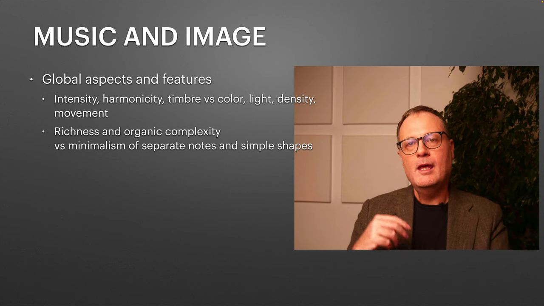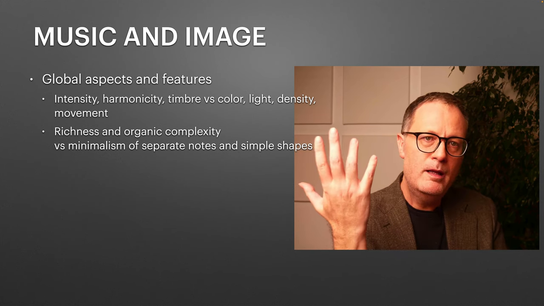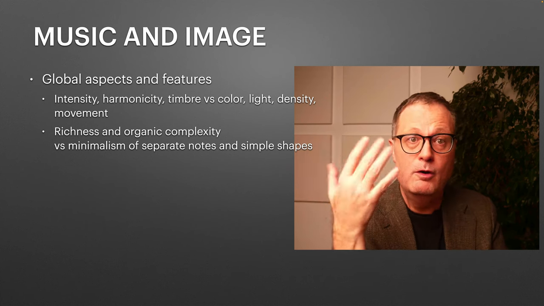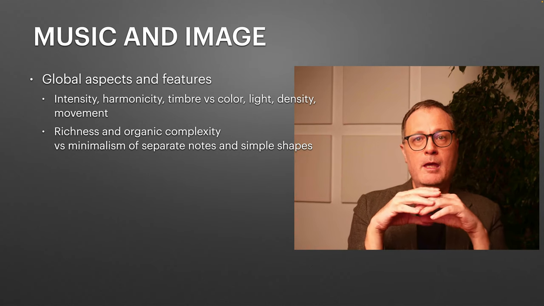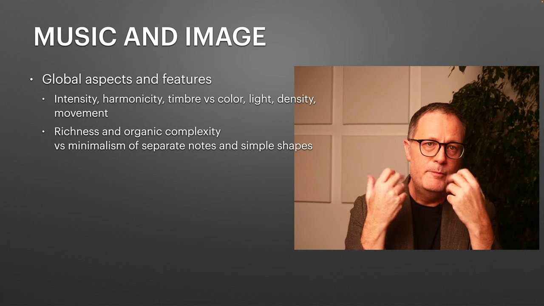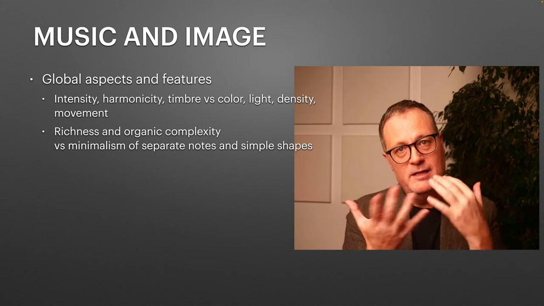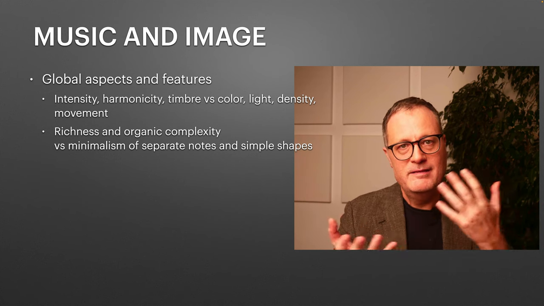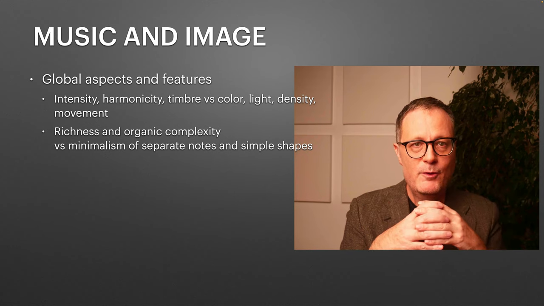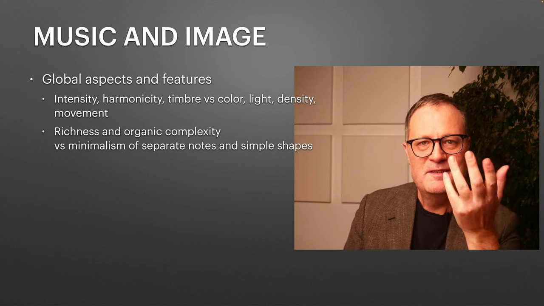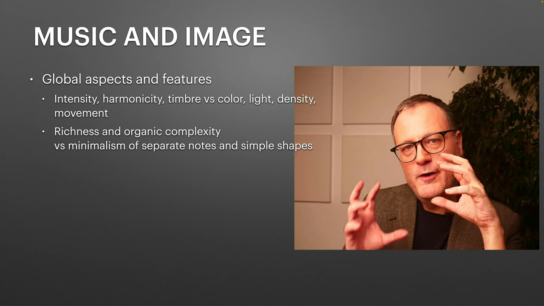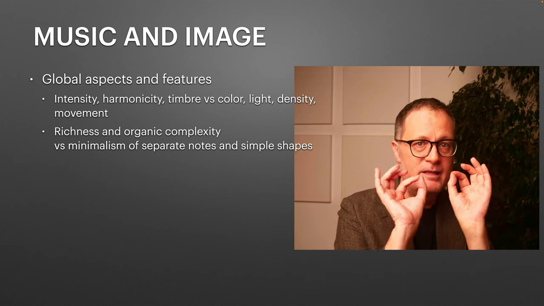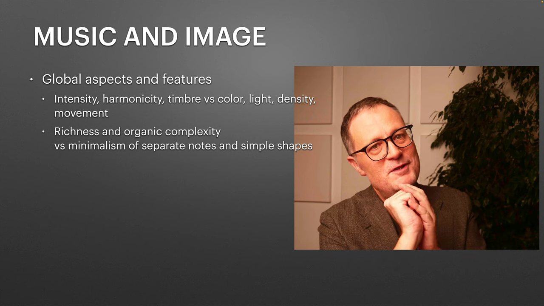So the global aspects of the music and the image that will make them work together or not, or have an opposition, can relate to the intensity, the harmonicity, the timbre of the music, as opposed to the color palette, the light intensity, the density of movement, etc. in the image. And also, as I was mentioning, there is this question of a rich and organic image or music versus something minimalistic, which is separate notes and simple shapes.